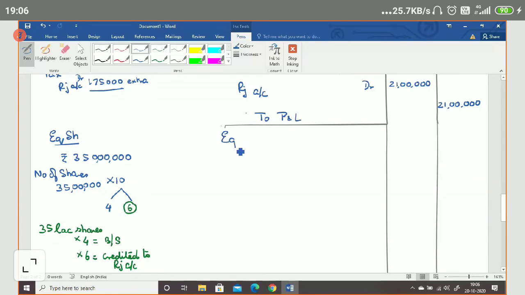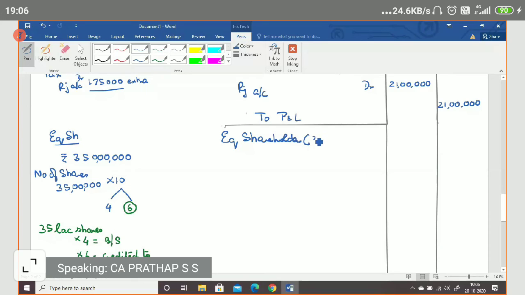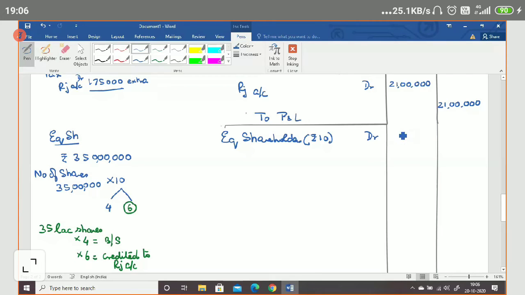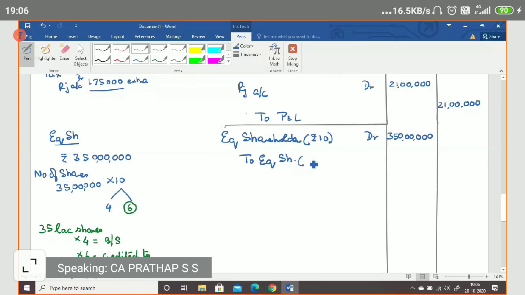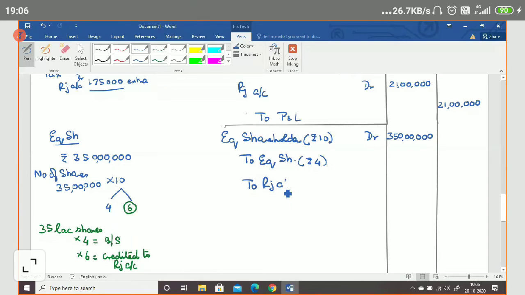So equity shareholders, equity share capital of rupees 10 each, debit. Okay, it will be debited to 350 lakhs. Correct? 350 lakhs. Now there will be two credits: to new equity shares, and how much is the equity share, sir? Rupees 4. And to reconstruction account, rupees 6 per share.